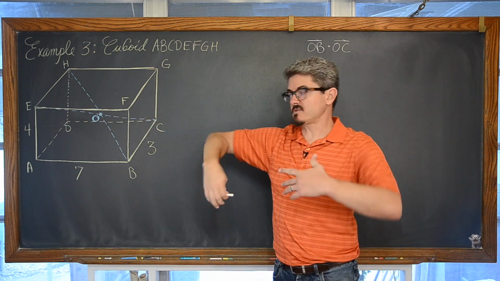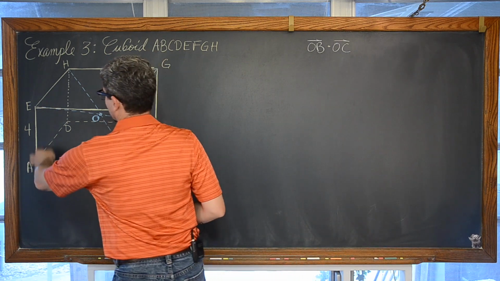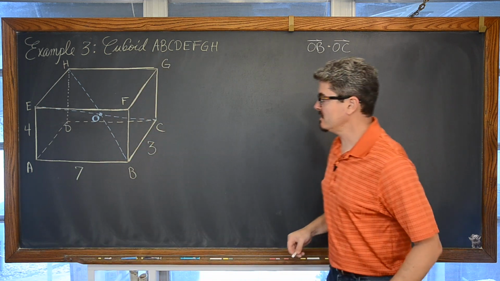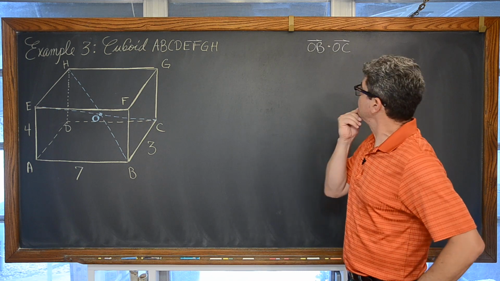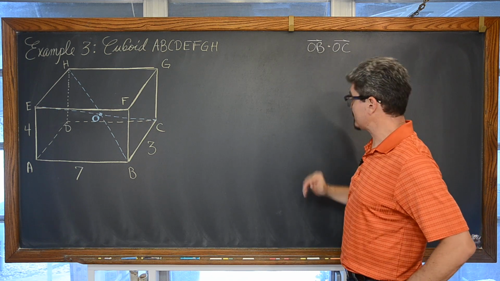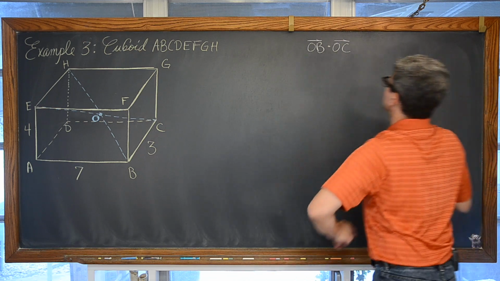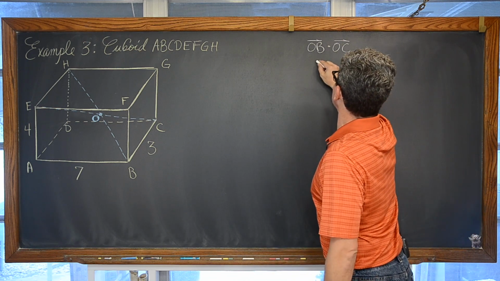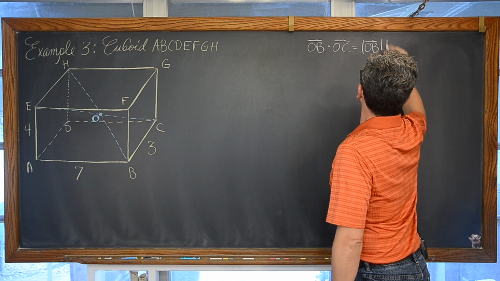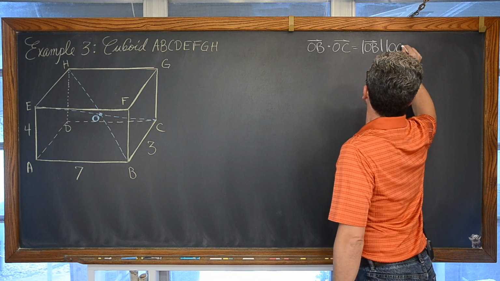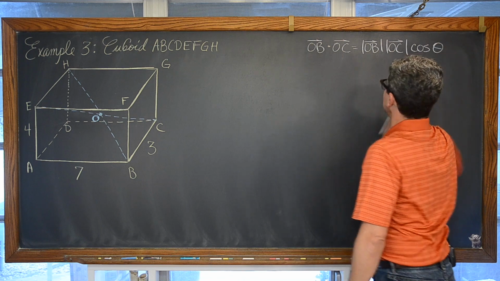Cuboid, which just means, you might call this a rectangular solid. All the corners, all these segments are meeting at 90 degrees, or are perpendicular. So how are we going to do this? Well, we're going to find the scalar product, inner product, dot product of vector OB and OC. We're going to be looking at the magnitude of OB times magnitude of OC times the cosine of theta.